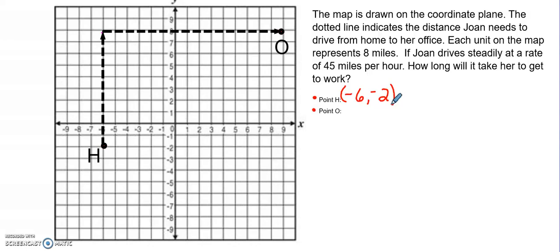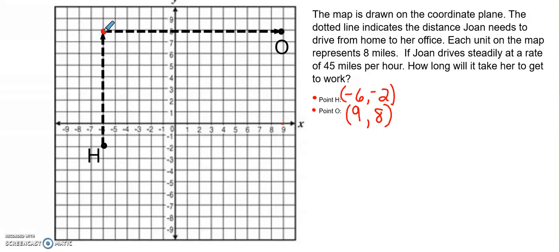And then I have point O, and I have to move to the right this time. It's going to be positive because it's in the first quadrant. I'm going to move 9 and then up to +8. So +9, +8. Now those 2 points don't really help me too much because I have a turn in the middle. And I need to know this point right there.